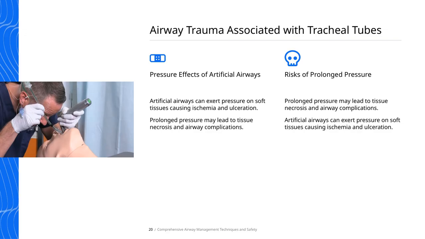This highlights the importance of vigilant monitoring and proper management of airway devices. We need to ensure that the pressure exerted by these devices is minimized, and that the airway is checked regularly for signs of tissue injury. Recognizing these risks early is key to preventing complications and ensuring patient safety throughout airway management. Remember, maintaining a balance between securing the airway and avoiding tissue damage is a critical part of comprehensive airway care.